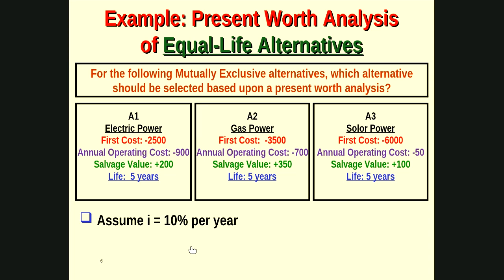Okay, another example here. We have 3 projects. Those are energy projects. One using electrical power, other one using gas, and the last one using solar. Each project has its first cost, its annual cost also, and we will explain those, and has the salvage value. Let's break down those 3 values.